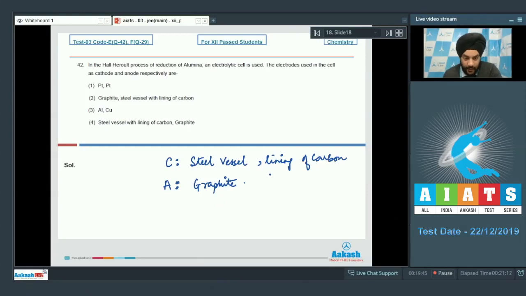Okay. So students, if we talk about the correct option, we can clearly see that the answer to question number 42 has to be marked as option 4. Let's look at the next question now.